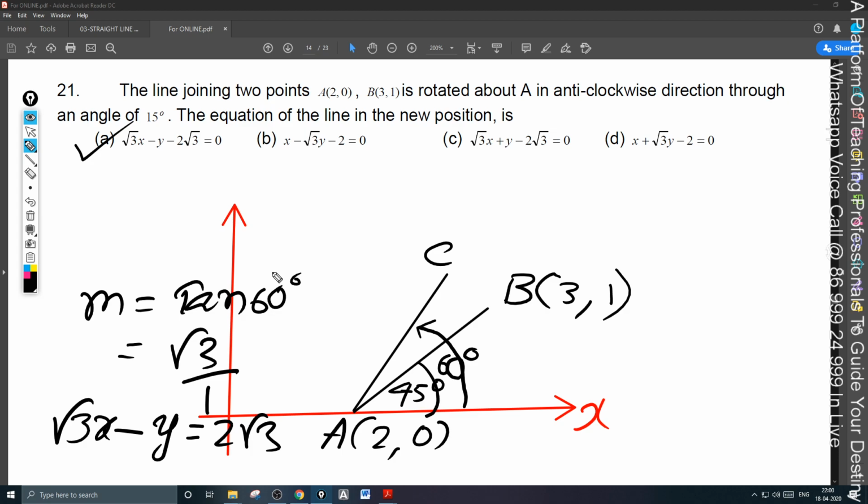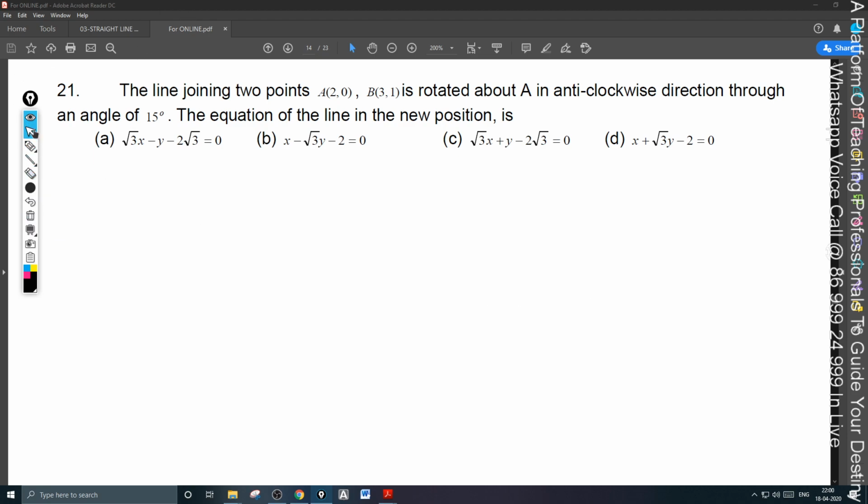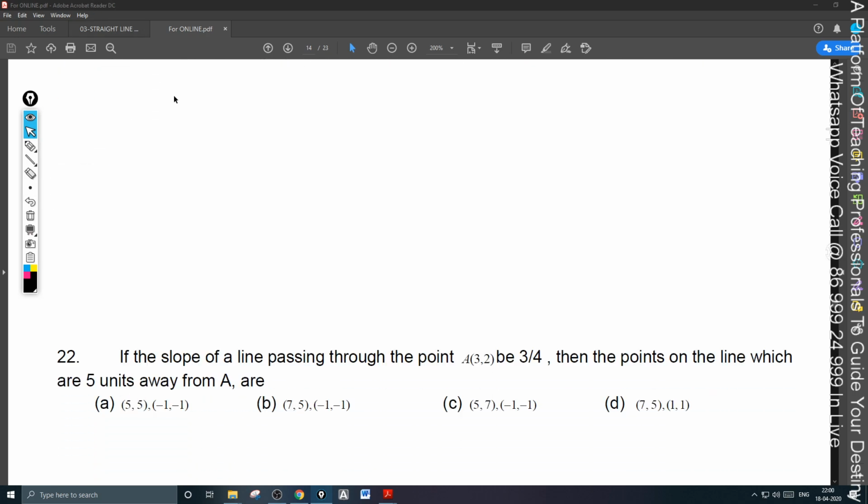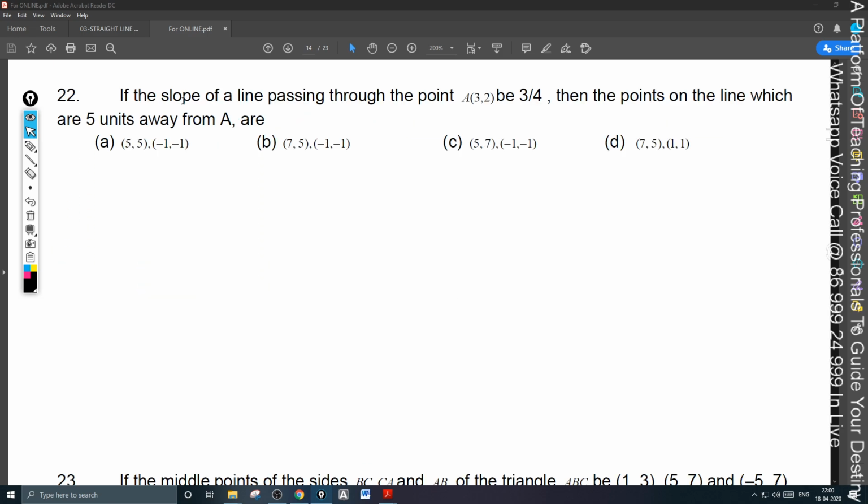Okay, next one. The slope of a line passing through the point A (3, 2) is 3 by 4. Then the points on the line which are 5 units away from A are. Yeah, this is what the sir was saying about the symmetric form. Among all the different forms of the straight line, symmetric form is very, very important.